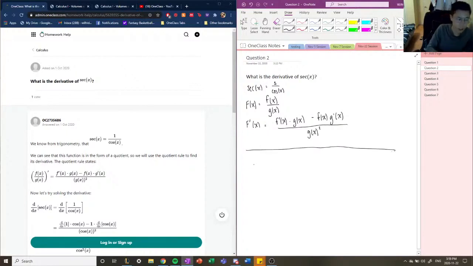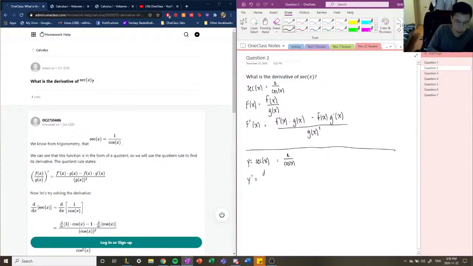Okay. So let's say y equals secant x. So y prime would equal... Let's write this too. So we see here that secant x is also the quotient of two functions. The numerator is the function 1, and the denominator is the function cos of x. So we're going to use our quotient rule here.